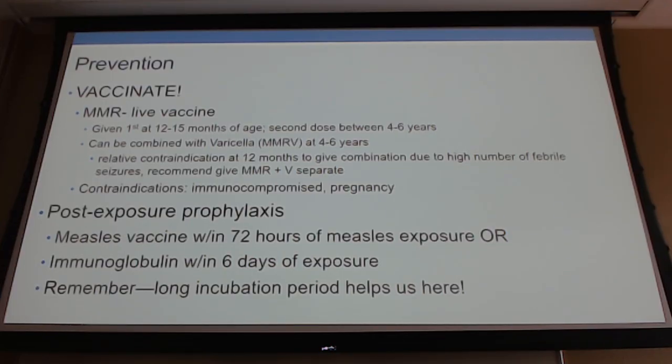Your post-exposure prophylaxis. So this is where we are manipulating physiology. We know that they have this long incubation period, this long prodromal period, so if we know we're exposed, we could go ahead and vaccinate and get that started and help prevent this. So this is one where you can do post-exposure prophylaxis with a measles vaccine if you're within those 72 hours. And there is an immunoglobulin, so those are options that you could do.